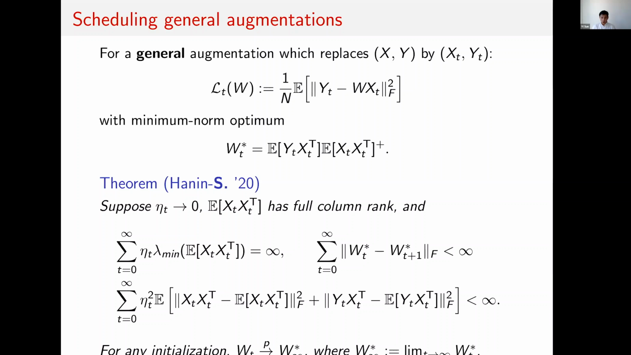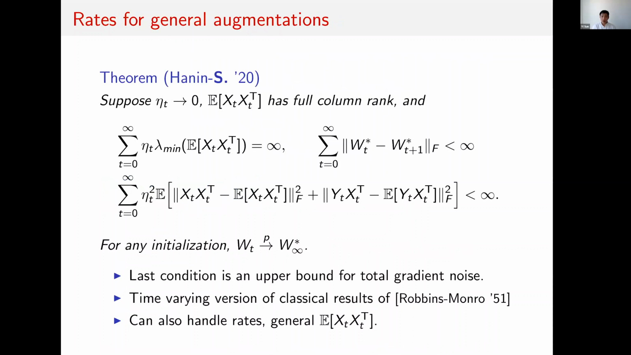And our general result says that if the learning rate converges to 0, under the condition, for simplicity, that this second moment has full column rank, then we need the following three conditions to ensure that the weight matrix always converges to the t goes to infinity limit of these minimum norm optimums. That's going to be the analog of the weak regularization limit of the ridge optimum. So let's break down these conditions a little bit.